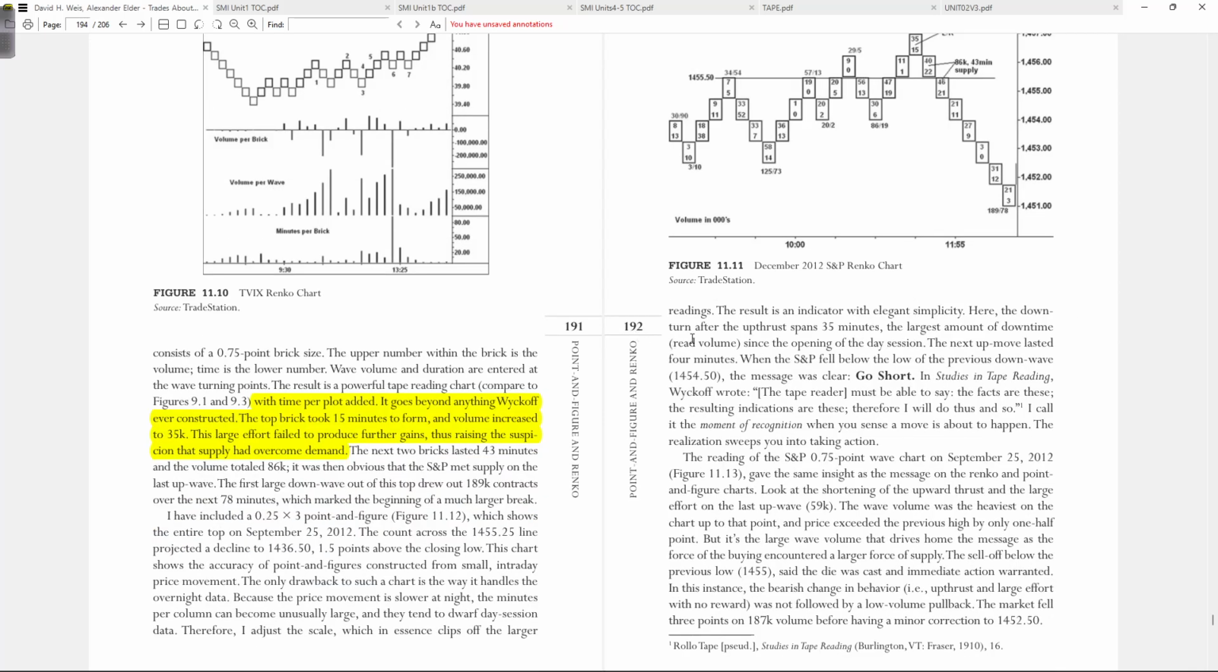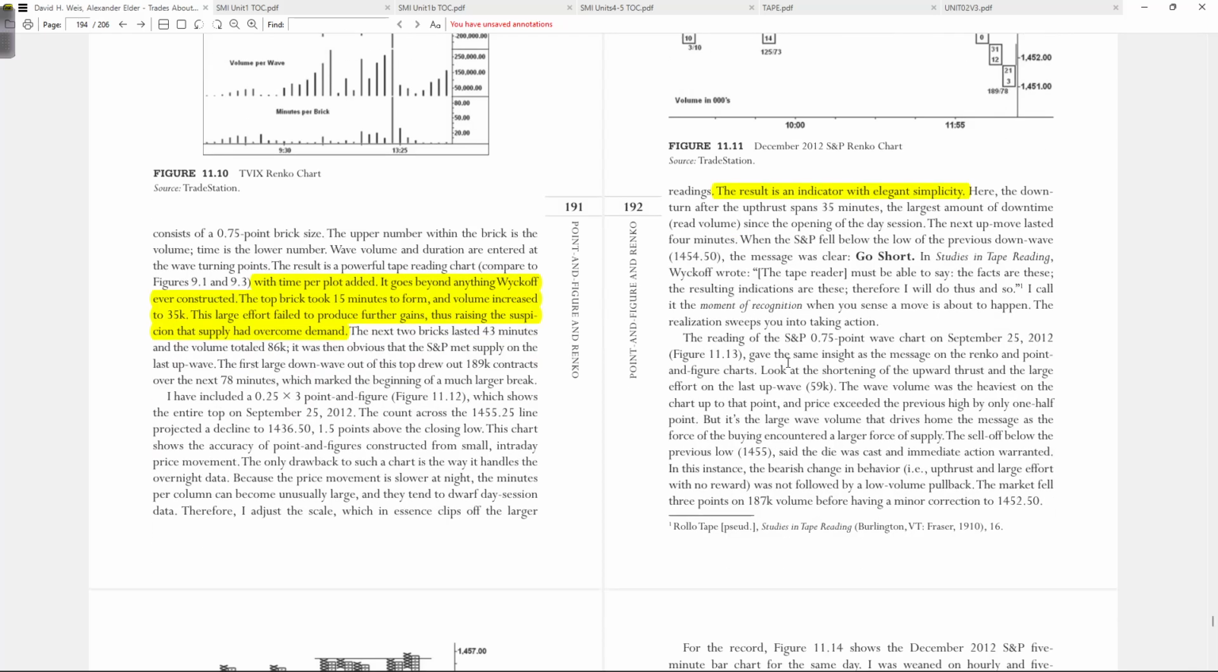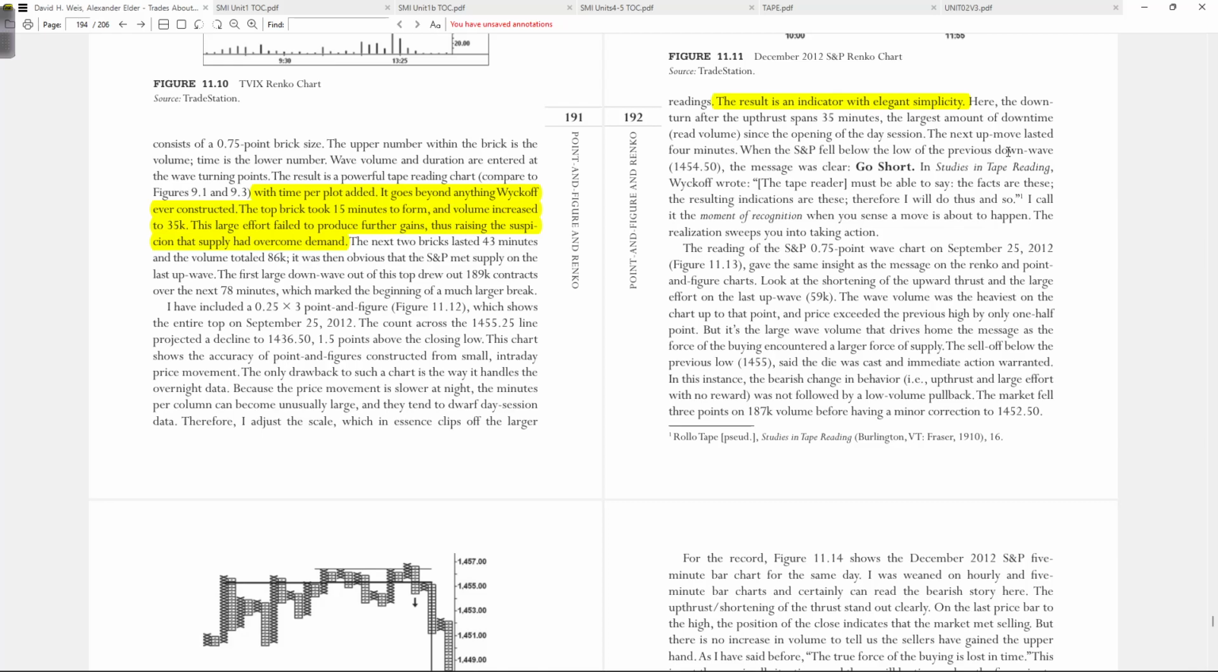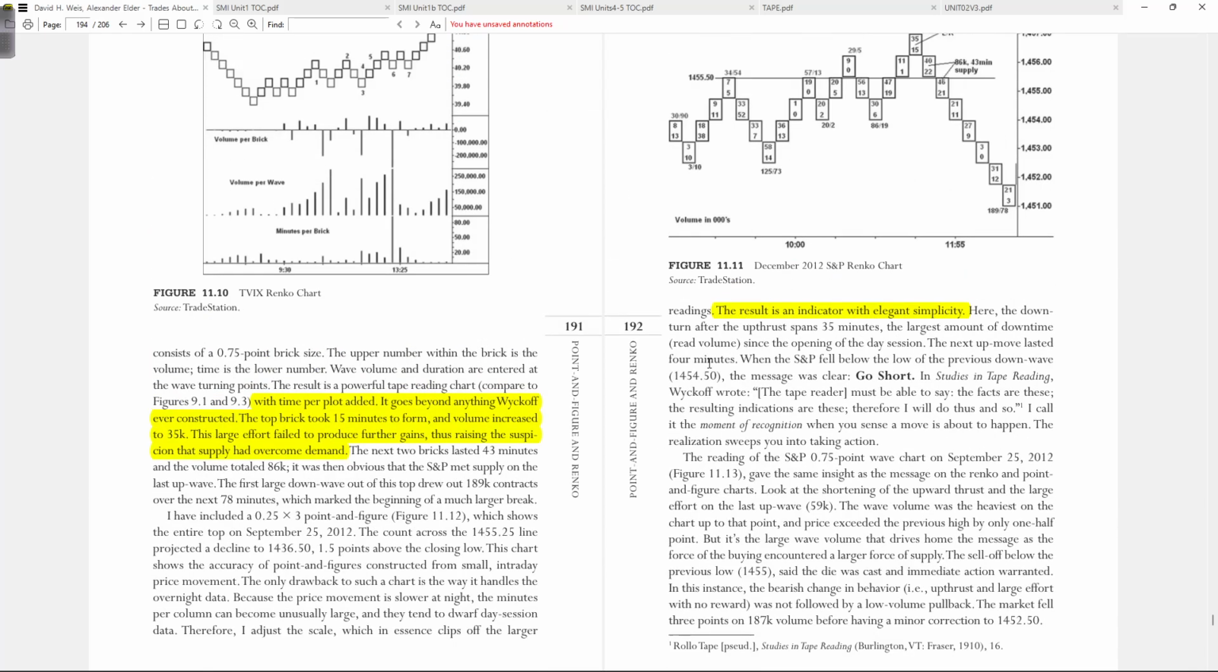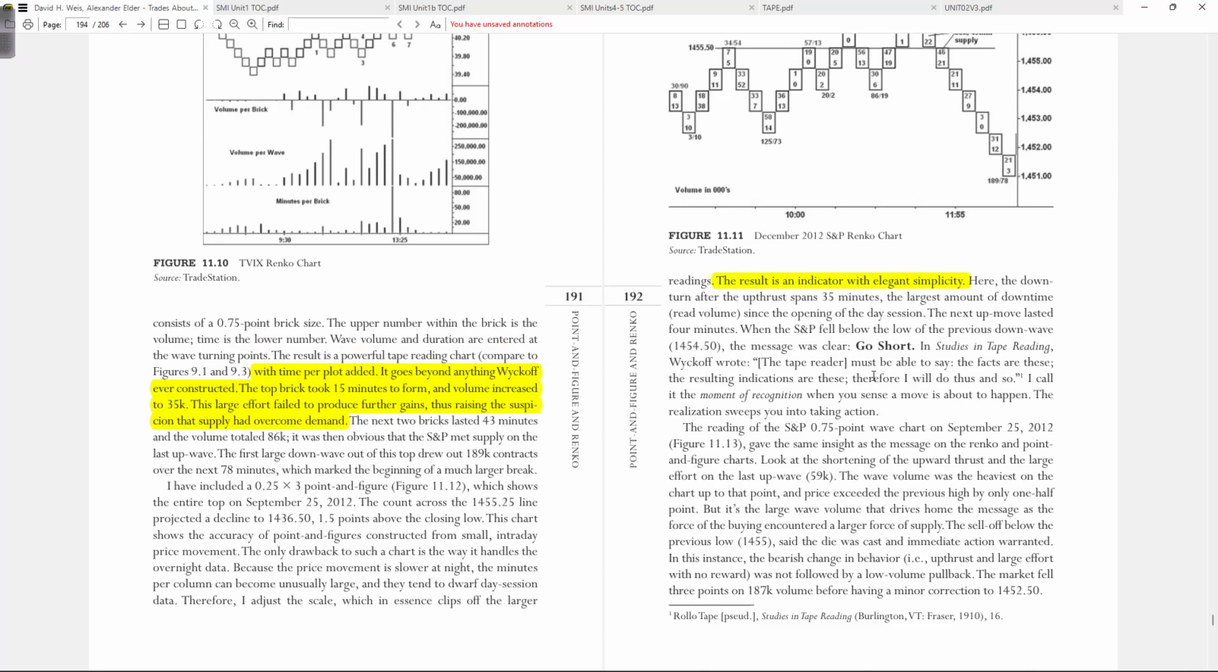Here, the downturn after the upthrust spans 35 minutes, the largest amount of downtime read volume since the opening of the day session. The next up move lasted 4 minutes. When the SMP fell below the low of the previous down wave, 1454.54, the message was clear: go short.